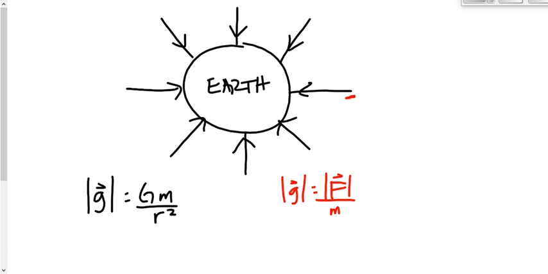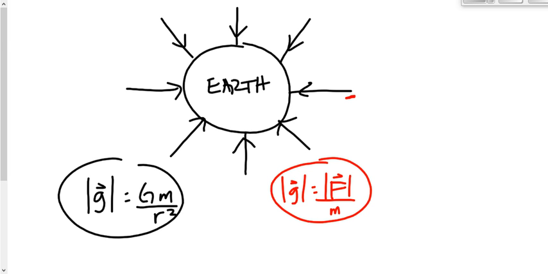Which equation is better? Which equation is more valid? Well, there's no answer to that question. They're both valid. They're both always valid when you're trying to find a field. It's just a matter of what you're given. If you know more about the Earth, or whatever your producer is in a particular question, then use this one. If you know more about the board marker, or whatever the experiencer is, then use this equation.